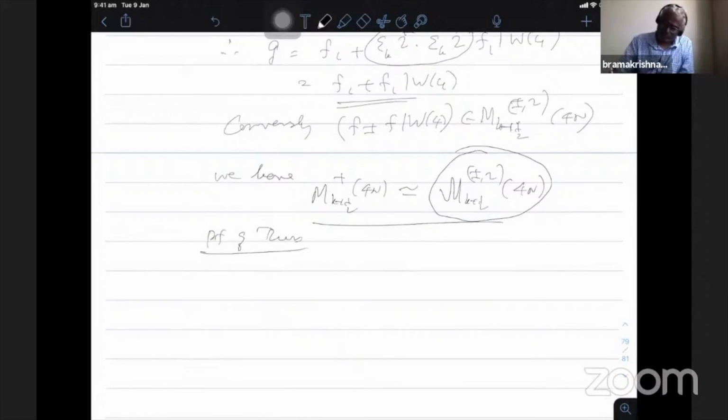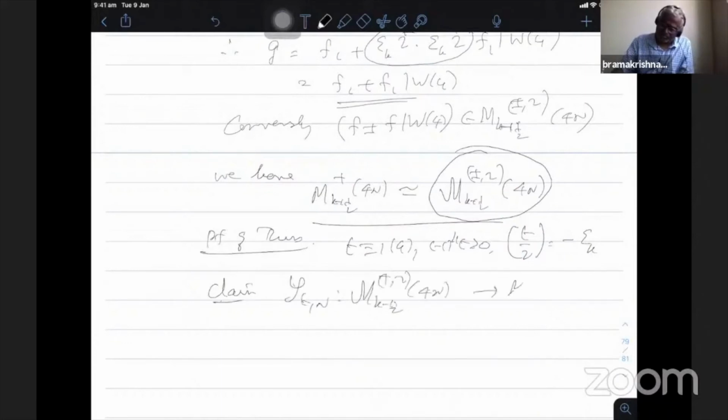So the setup is t congruent to 1 mod 4, (-1)^k t positive, and t by 2 is, I assume the plus, and then the minus is obvious, epsilon k. So that means I have to show the plus 2 eigenspace maps. So the claim is that S_{t,N} takes the plus 2 eigenspace of M_{k+1/2}(4N) to M_{2k}(N). That's what you have to show.